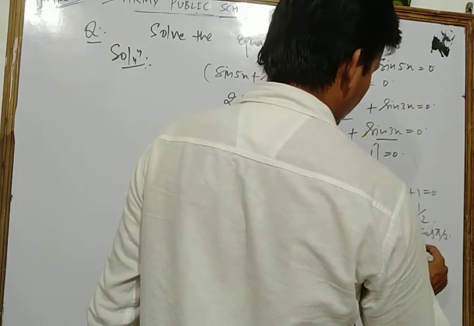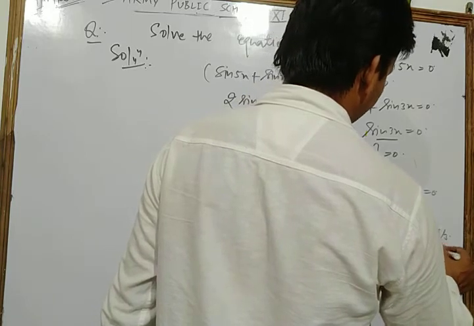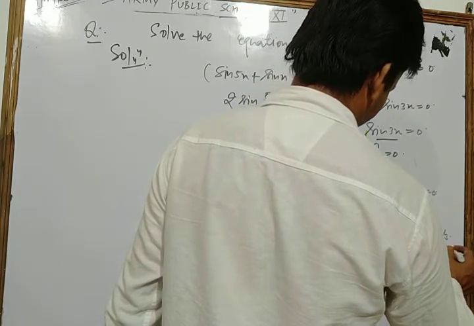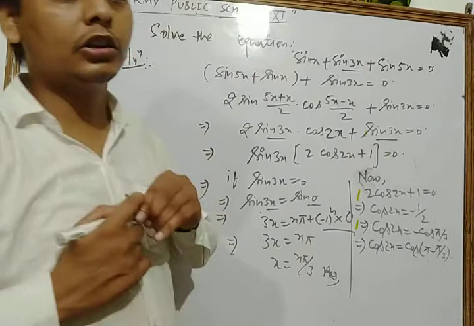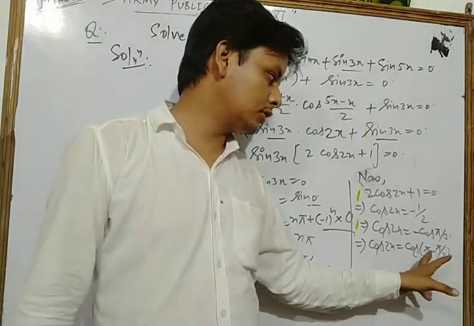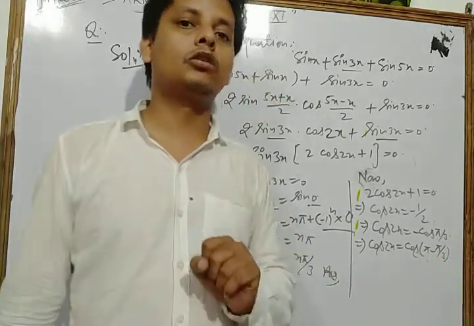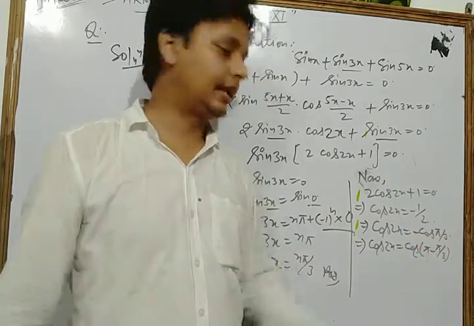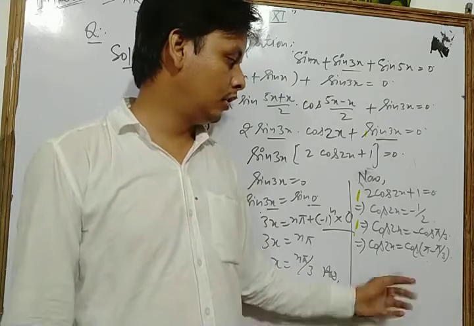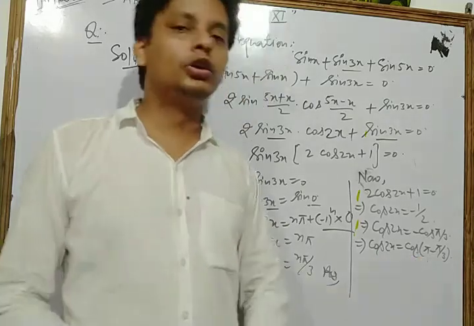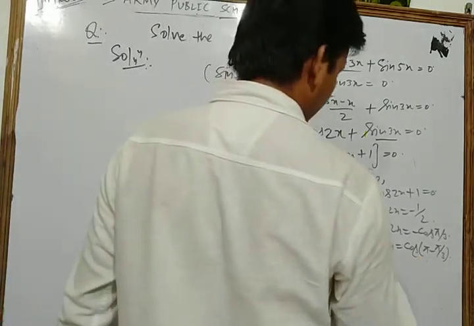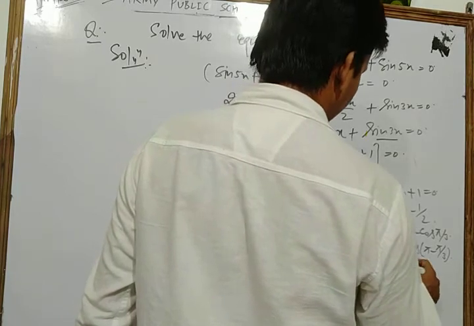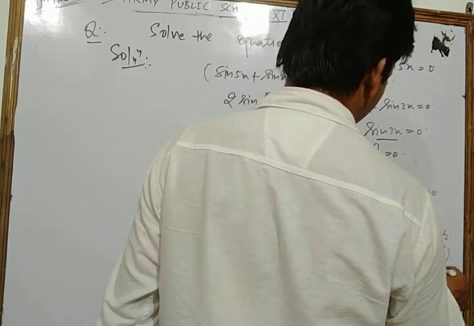Cos 2x is equal to cos of pi minus pi by 3. Because we know, dear students, that cos pi minus theta is equal to minus cos theta. So we write this value in that way, that is pi minus pi by 3. So we get cos 2x is equal to cos 2 pi by 3.